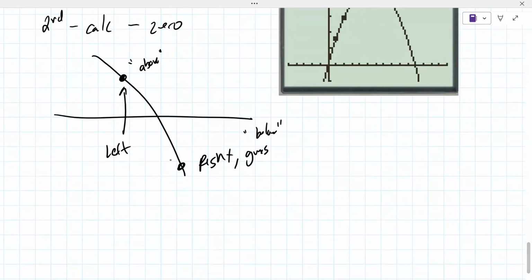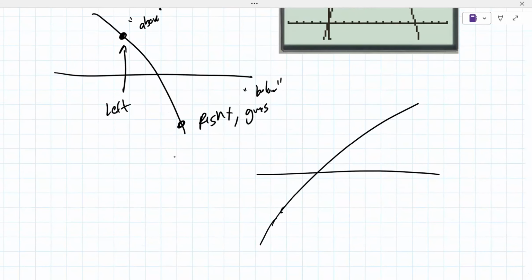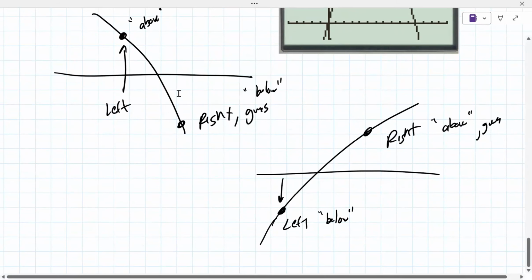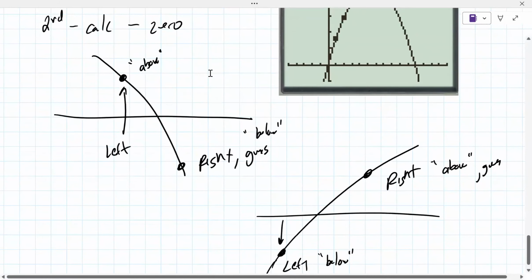Now, if it's going the other direction, left bound is now down here. This is left. See how it's below? And right bound is going up, above, and that's where you guess as well. So this has got to be super clear. You got to know this before, you can't be wondering which one is it. You got to almost memorize these.